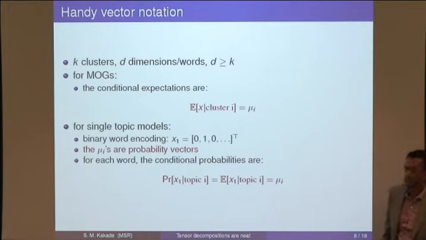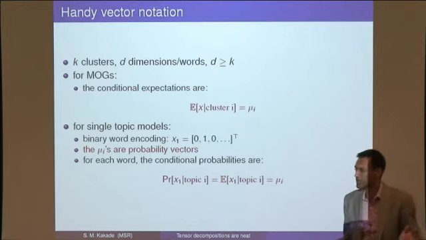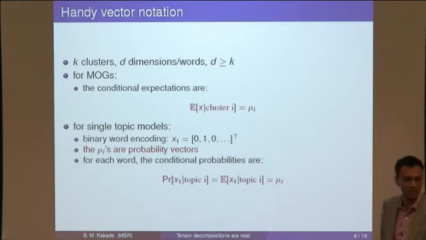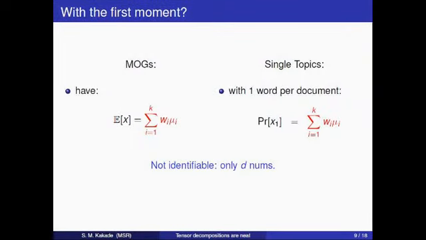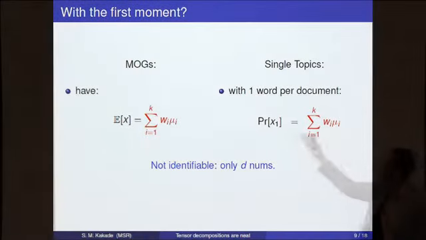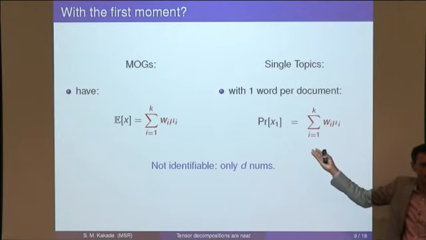Okay, so now let's just start looking at these moments and trying to figure things out. What does the first moment look like? Well, in the mixture of Gaussian model, it's just the average of the mu i's, it's the data center, and in the topic model it's just the average of the topic probability vectors.